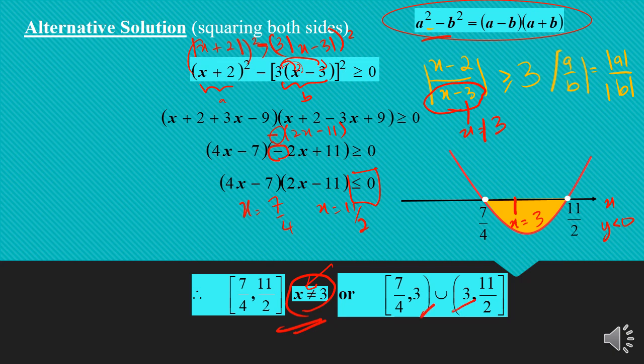Okay, so this is the alternative method. With this alternative method, you have to be careful with the value that must not be included. Okay, I think that's all for lecture 4. So we are done with chapter 2. Thank you.